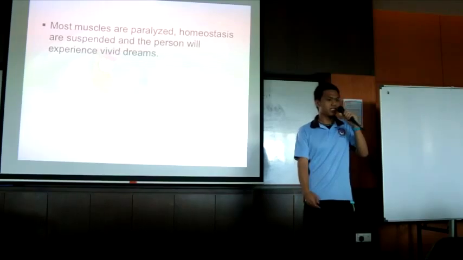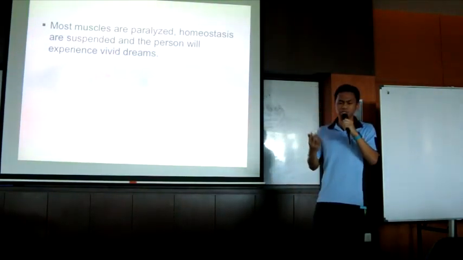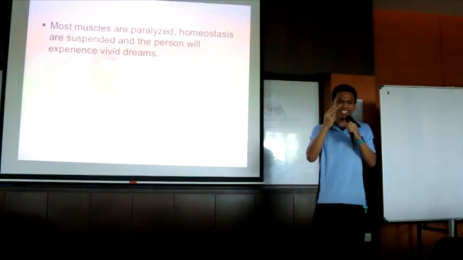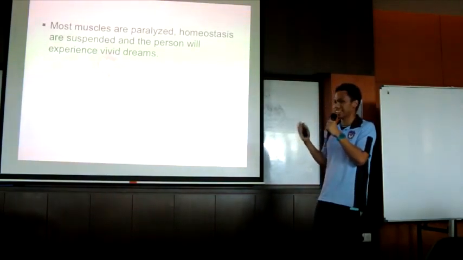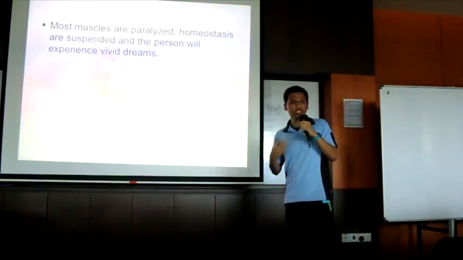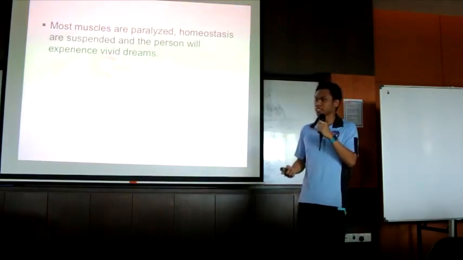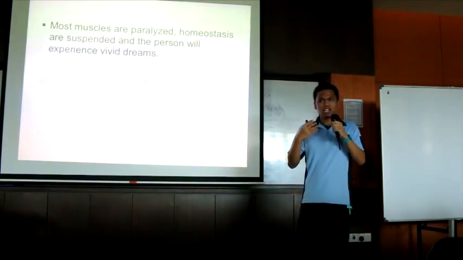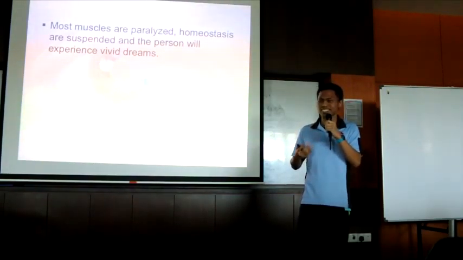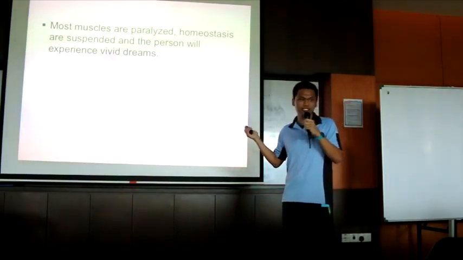The name rapid eye movement sleep comes from the fact that when we sleep, our eyes keep moving. Therefore, it is called rapid eye movement sleep. During REM sleep, most of our muscles are paralyzed and homeostasis is suspended. As in, our blood regulation is not controlled, our breathing rate increases, and so on. This will cause the person to experience vivid dreaming.